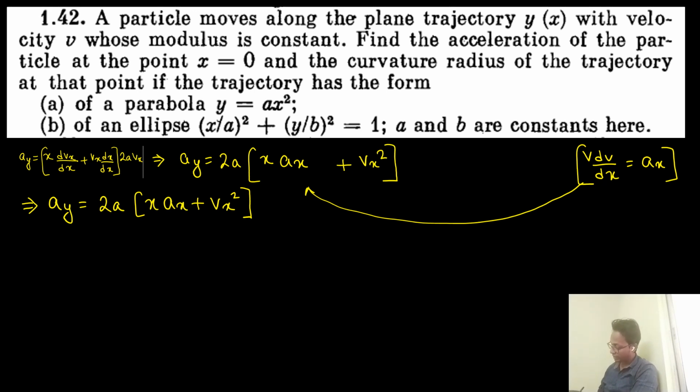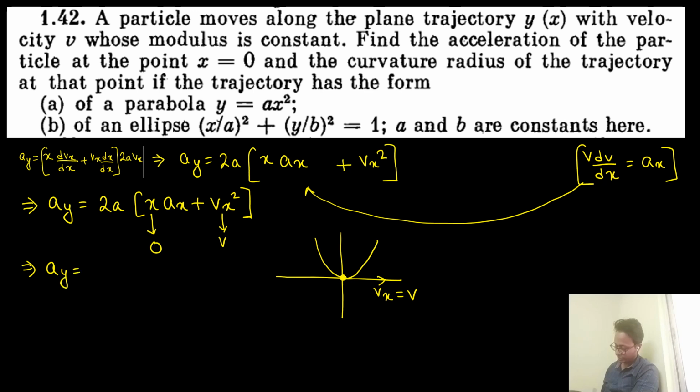Now the question was asking, find the acceleration when the particle is here. Here the particle has vx. What is the value of vx? The value of vx is nothing but the velocity v, because it is moving with constant velocity v. So vx will become v. What is the value of x? It will become 0. So the y component of acceleration is nothing but 2a into vx square, or 2a into v square.